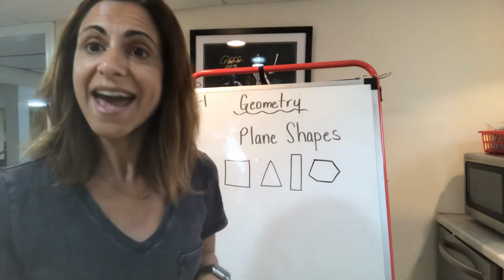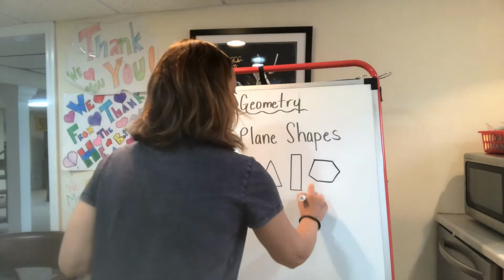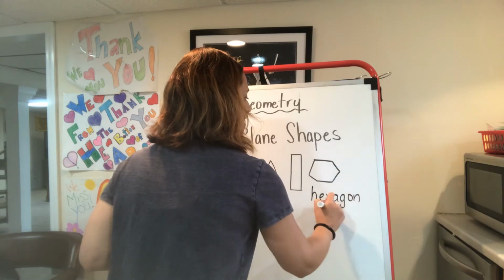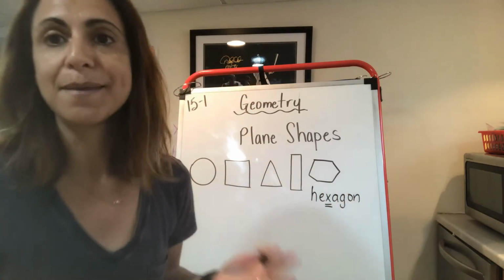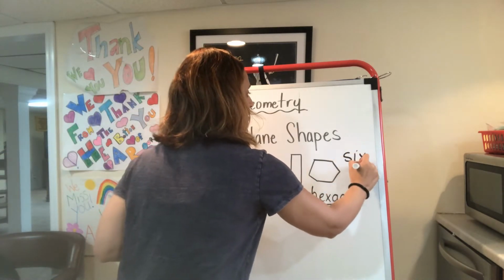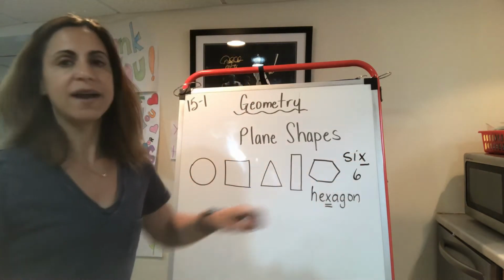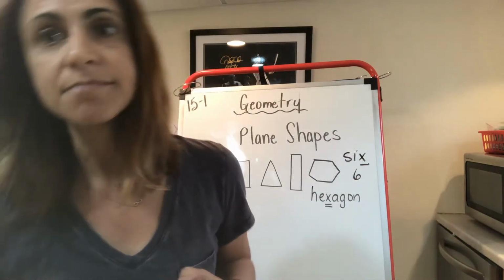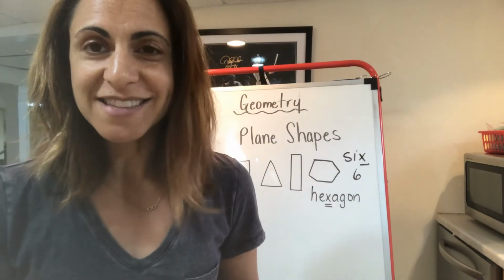It's called a hexagon. And how I tell kids to remember hexagon is in the word hexagon, there's an X, and in the number 6, there's also an X. So we remember a hexagon has 6 sides. X, hex, 6. They both have the X. Hexagon has 6 sides, okay?